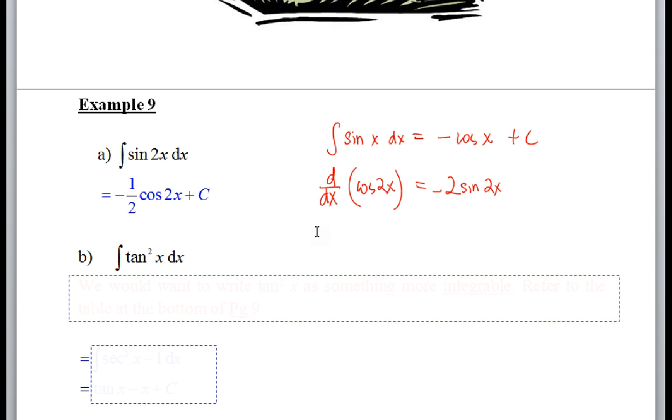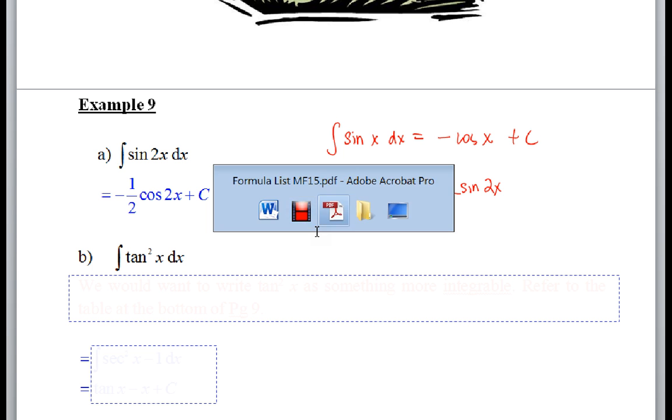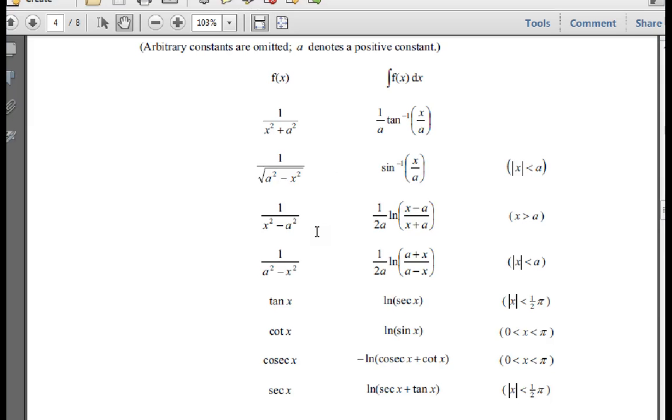Okay, let's do example 9b. Tangent square x. Whenever you see an integration question, you look at this page. You ask yourself, I know how to integrate tangent x, given in the formula list. But I don't know how to integrate tangent square. What do we do? Correct? And you search your memory, because some formulas are not here, some are inside here.